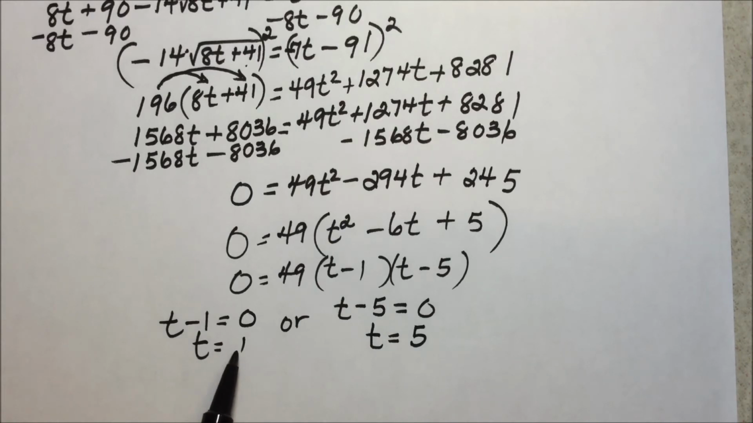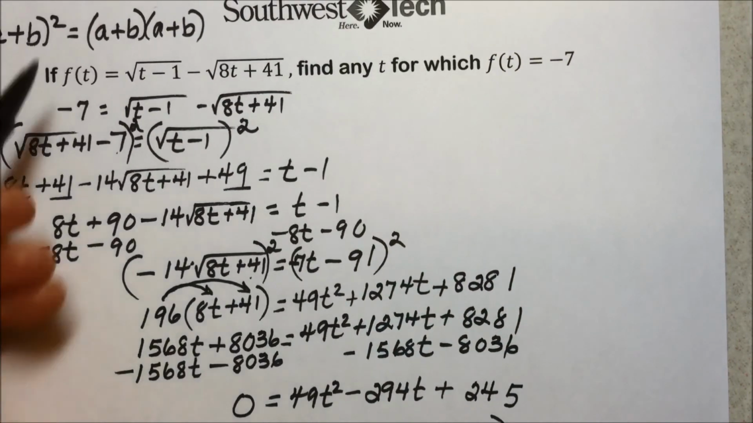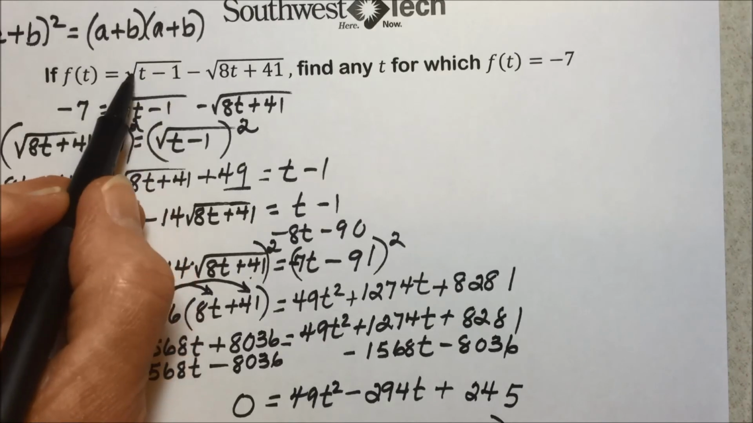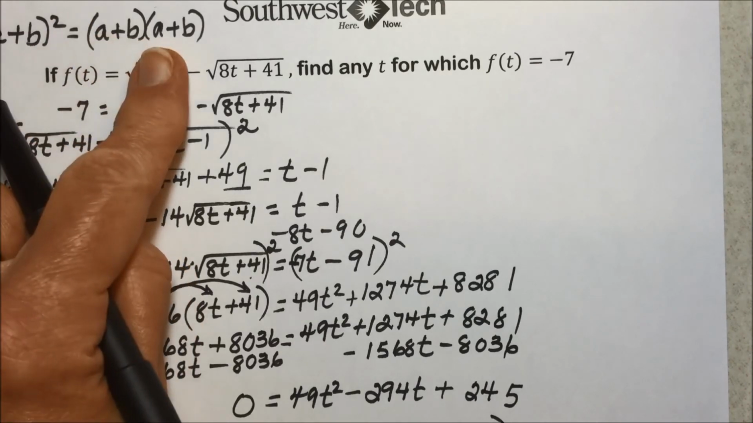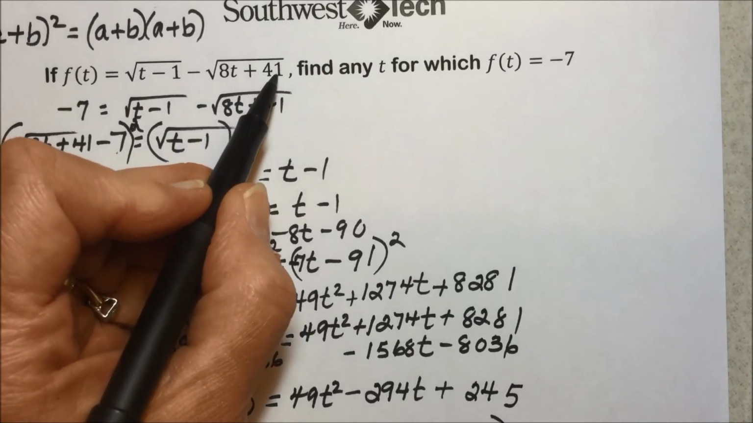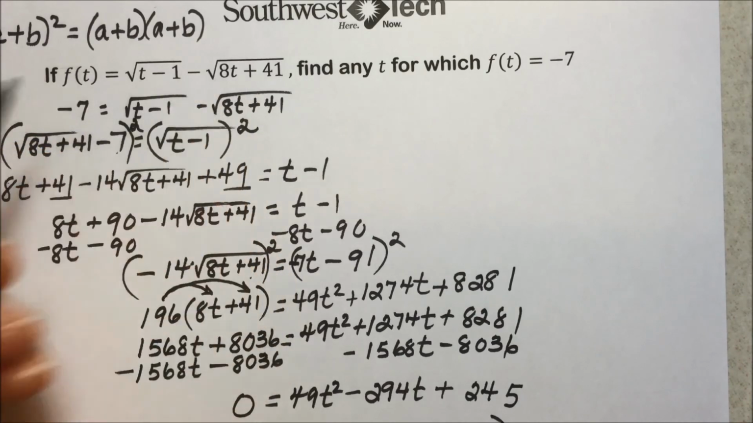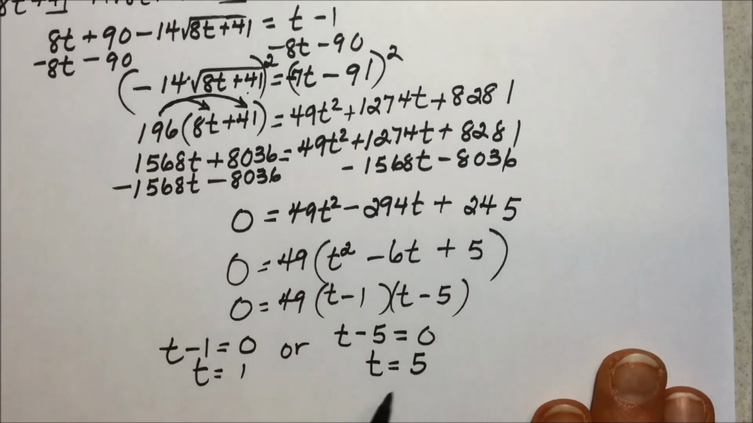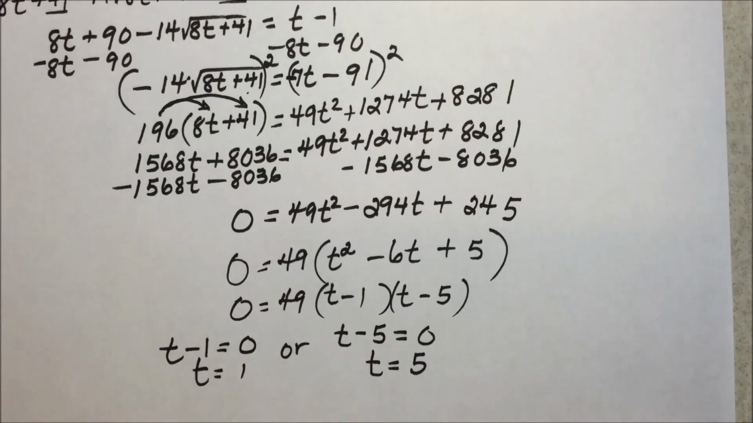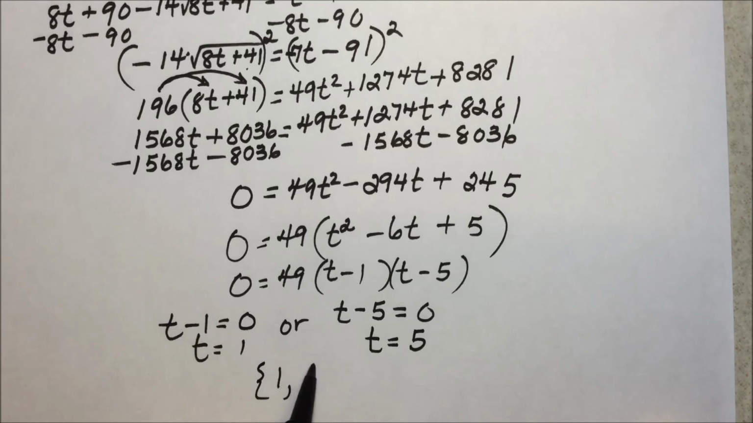So if I let t equal 1 in that original equation, and let me slide this back up here, we would have 1 minus 1, the square root of 0 is 0. Letting t equal 1, 8 times 1 is 8, plus 41 is 49, the square root of 49 is 7, and we would get the negative 7. So t equal 1 works, and if you replace t with 5, you will find that it works as well. So our solution set will be both 1 and 5 for this problem.